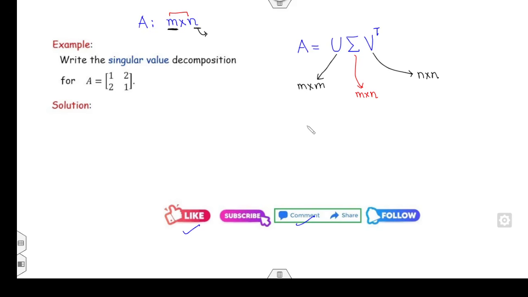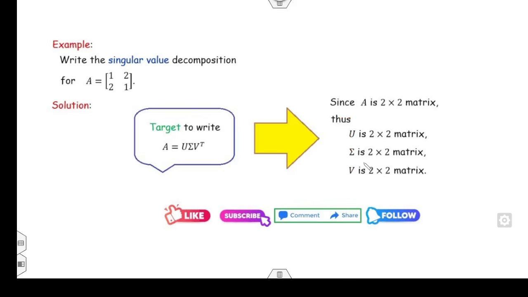Then for this particular example, can you find the size of the matrix U? Remember, this is my 2 cross 2 matrix. U is my 2 cross 2 matrix, V is my 2 cross 2 matrix, and Sigma is my 2 cross 2 matrix. Is it okay up to here?